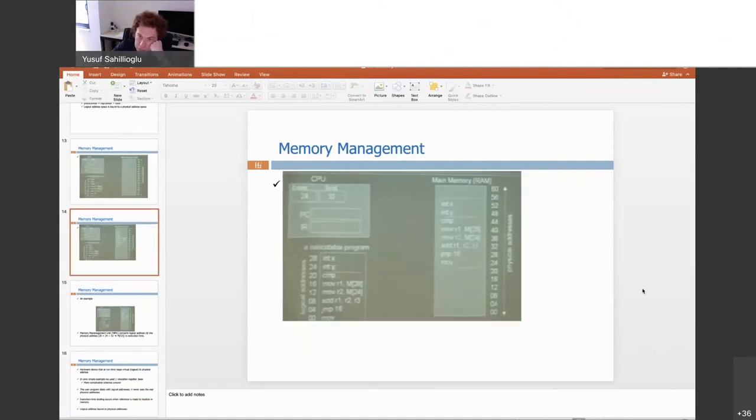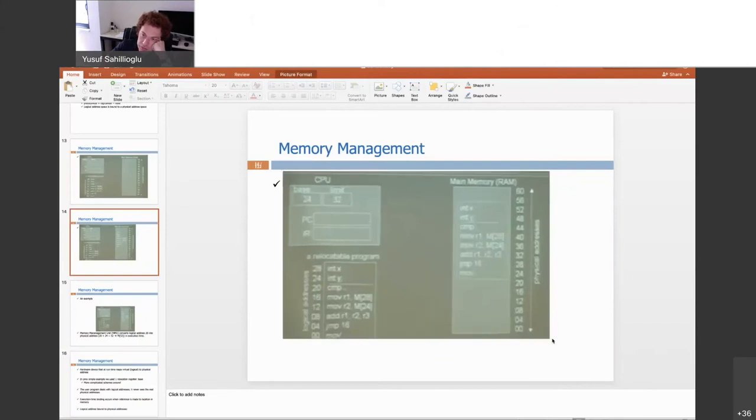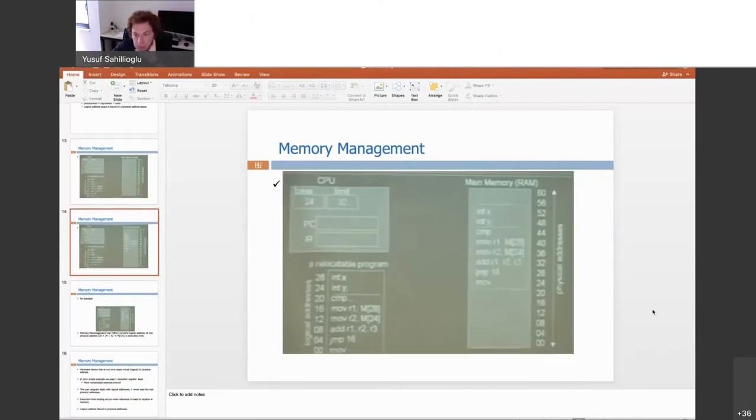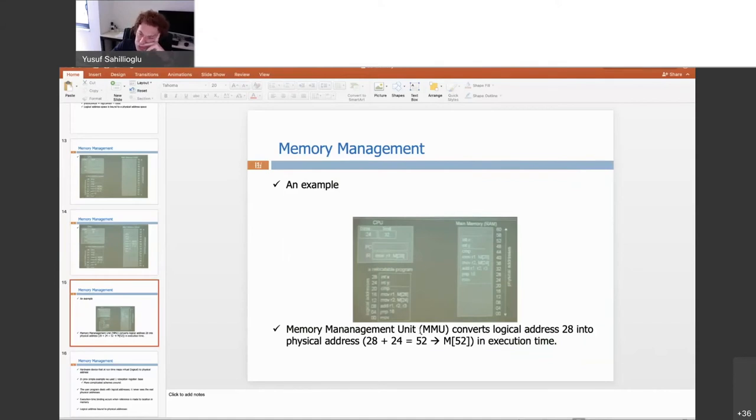So what happened is, once the CPU started execution, these instructions are always on disk, right? Because after all, they make your program. But when you double click on it, you move it as a whole, as a block, into the physical memory where the base is 24. So the memory management unit of the operating system converts the logical address 28, which is here, into a physical address. 24 is the base, and it would be 52. So that int x is now at 52 in main memory during execution.